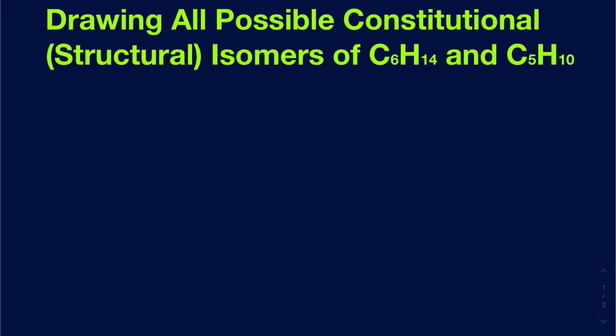Hello everyone, in this video I'm going to be talking about how to draw all possible constitutional, also called structural, isomers for two different chemical formulas, C6H14 and C5H10. So let's start out with C6H14. Remember, the constitutional isomers would have different connections. They would have a different skeleton, a different structure, but obviously the same formula.